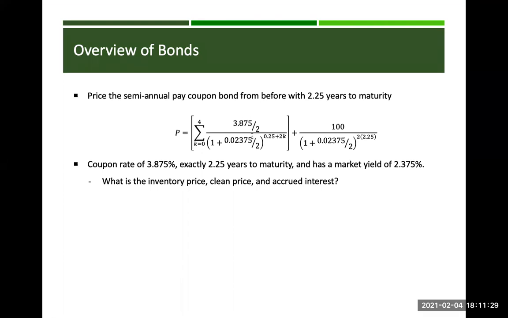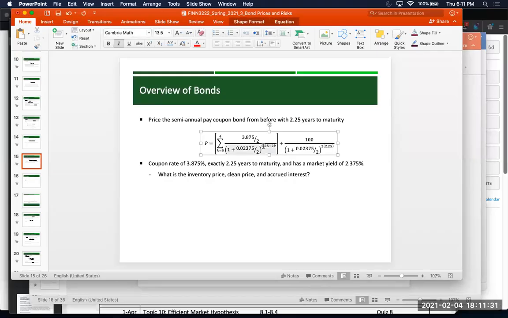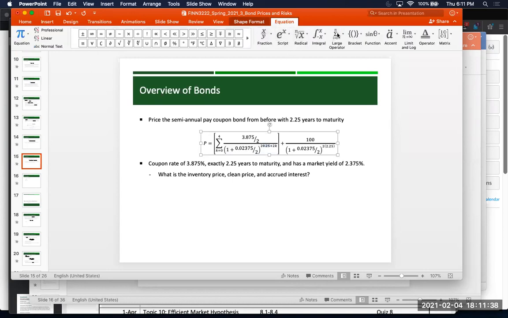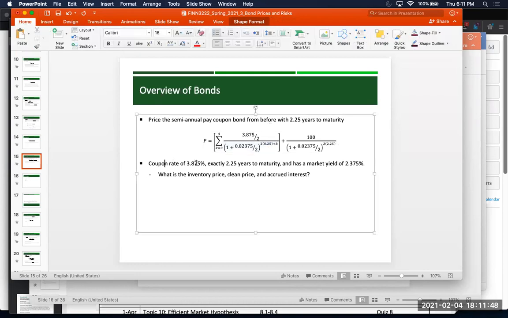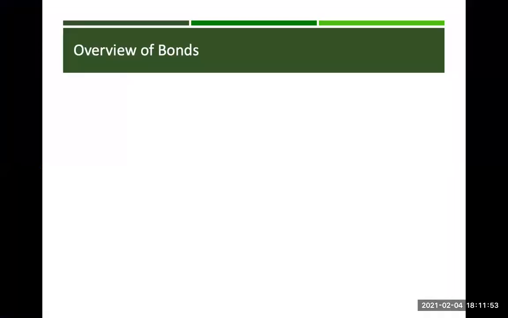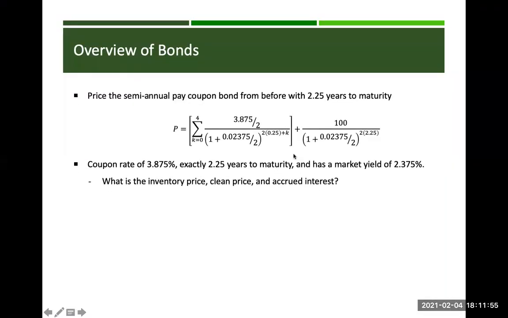No, I didn't. Yeah, I feel a bit better now. I had it right the first time, so it wasn't a typo. It just looks a little better with this formatting. So 2.25 years to maturity.